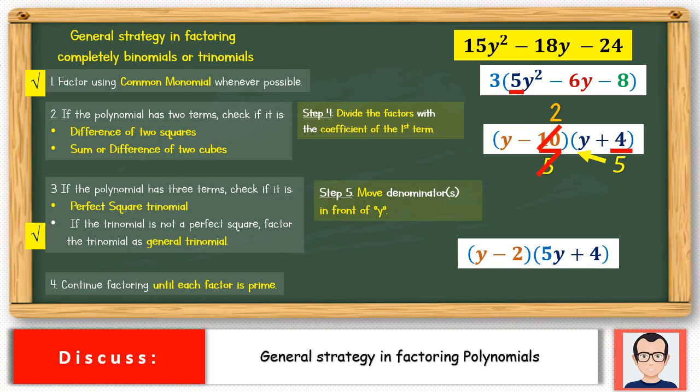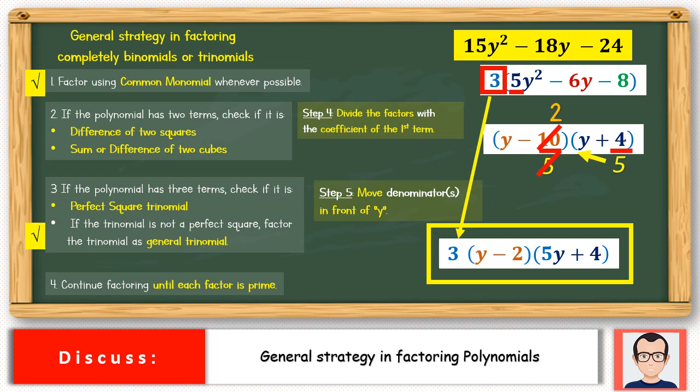For the last step, we include the common monomial factor 3 on our answer. The final answer is 3 times y minus 2 times 5y plus 4. And we're done. Remember that you may play this video over and over so that you'll have a better mastery of the topic. Now, let's proceed with our practice problems.